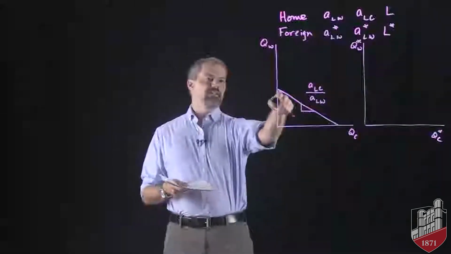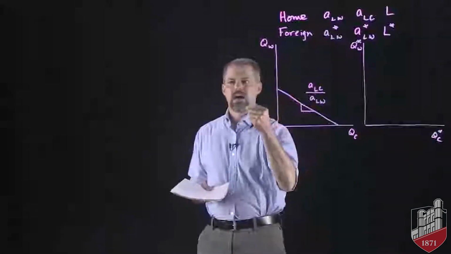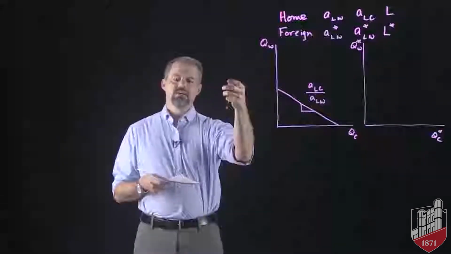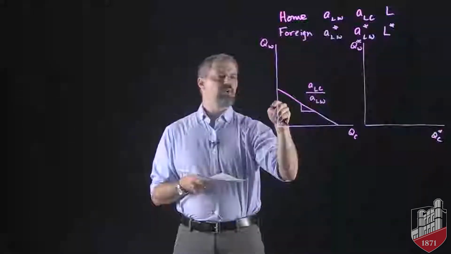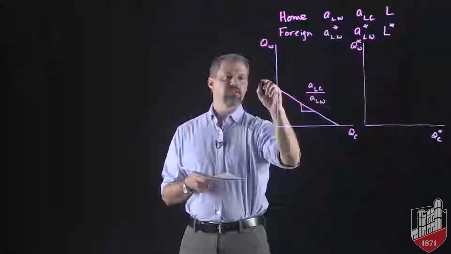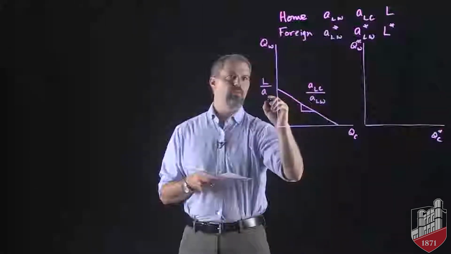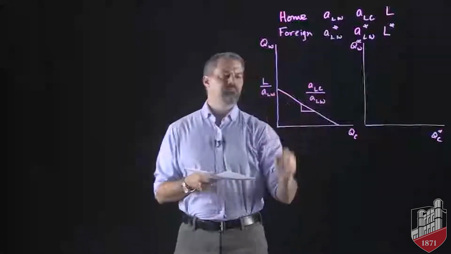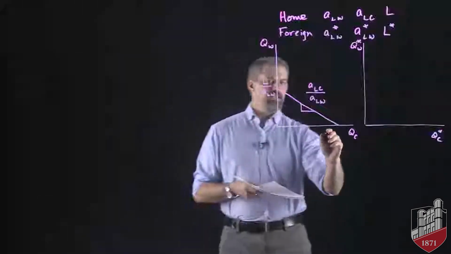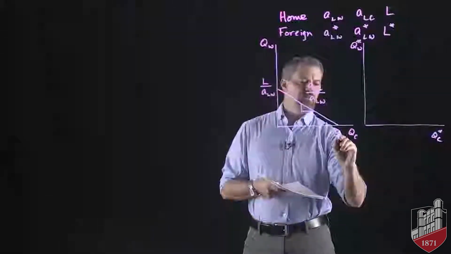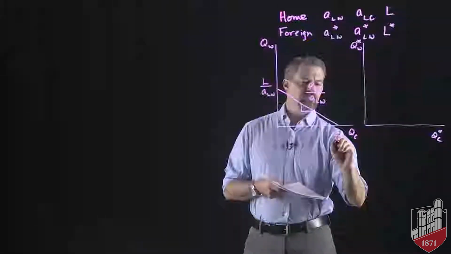The end points here are going to be determined by how much labor we've got divided by the unit labor requirement for that good. So this end point here would be labor divided by the unit labor requirement for wine. And down here we would have the amount of labor divided by the unit labor requirement for cheese.